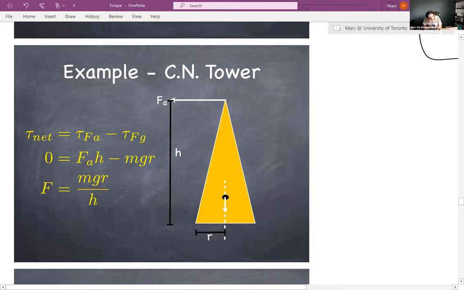Okay. So you see here how I'm extending the line of action and that the lever arm there is the radius. And here I'm connecting the pivot point to the force, and that distance is the height. So that's where the lever arms come in.